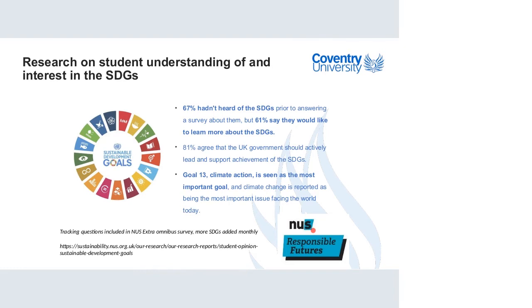Not surprisingly, 81% agree that the UK government should actively lead and support achievement of the SDGs. But I think that universities have civic responsibilities too, to ensure that future graduates have the skills to work towards achieving the Sustainable Development Goals, or whatever they look like when we go beyond 2030. Goal 13, climate action, is seen as the most important goal by students, and it's reported as being the most important issue facing the world today by students. So a lot of that has synergy with what we're trying to achieve here.